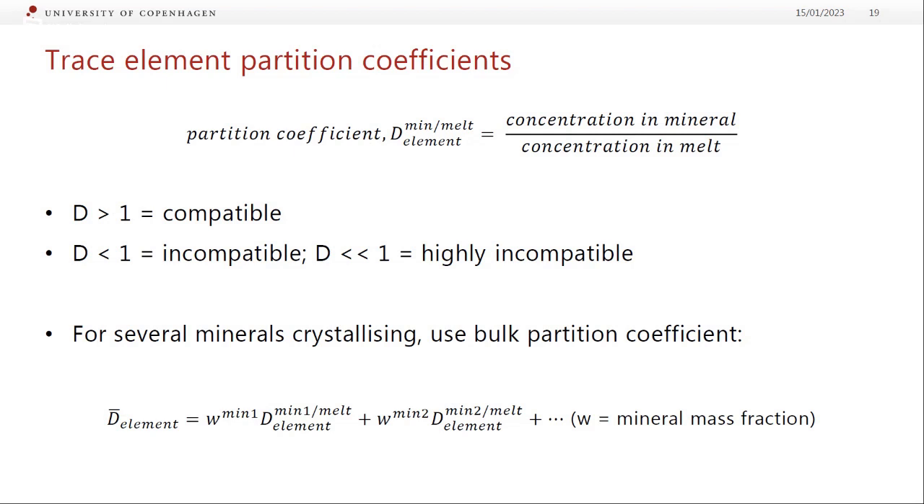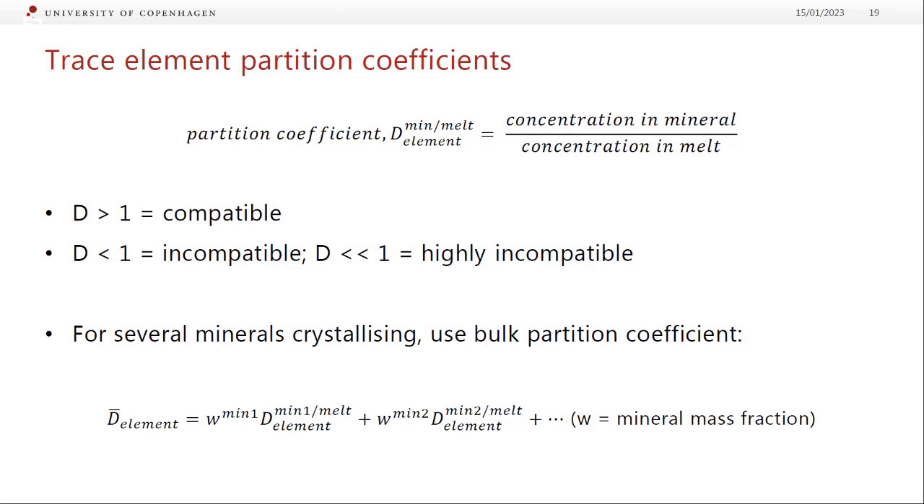If the partition coefficient is high, if it's above 1, then the element is compatible in that mineral or in that crystallizing assemblage. If it is below 1, then it is incompatible. This means that it prefers to be in the melt than in the crystallizing minerals. Things that are very much less than 1 are described as highly incompatible. A couple of you asked before, I don't know if there's a hard and fast boundary, but you'll just hear this term bandied around that things are highly incompatible.